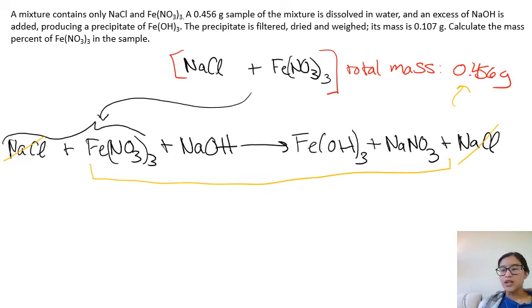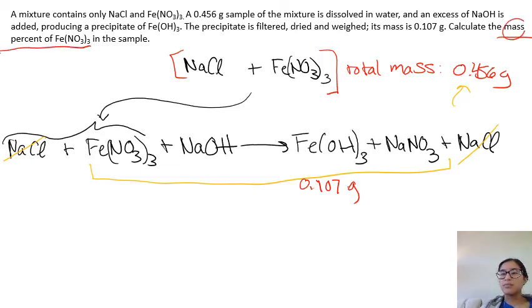So we know that we produce 0.107 grams of our product. And what do we need to know? We're calculating the mass of iron nitrate. So we're interested in the mass of iron nitrate. So that's what we're going to find first, and then we're going to convert that over into a mass percent.